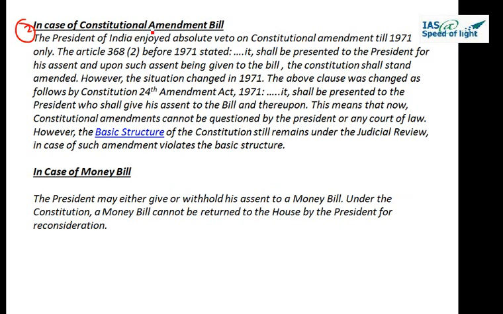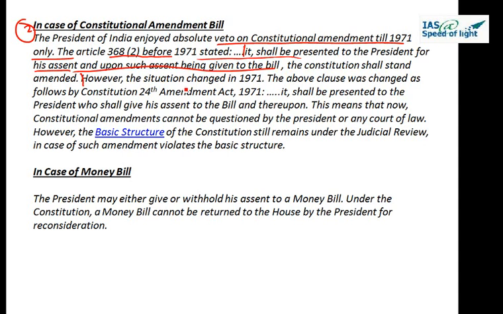Now the second case is the constitutional amendment bills. The President of India enjoyed absolute veto on constitutional amendment bills till 1971 only. Article 368(2) before 1971 stated that it shall be presented to the President for his assent, and upon such assent being given to the bill, the Constitution shall stand amended. So in this case, the assent of the president is very important.